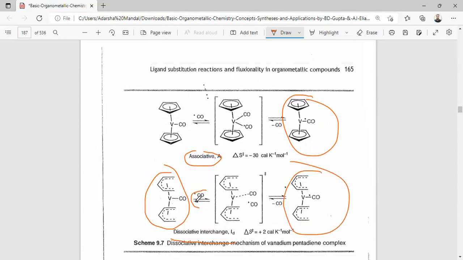So this is the brief introduction about the associative ligand substitution reaction, which can occur by the association or dissociation pathway or by the interchange pathway.